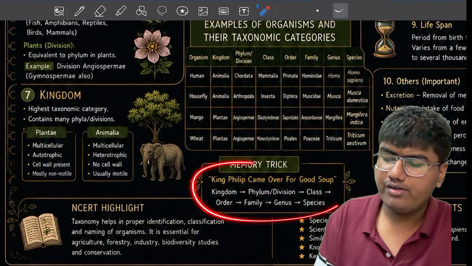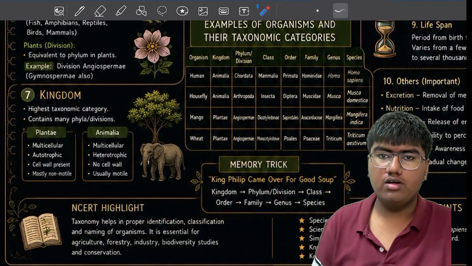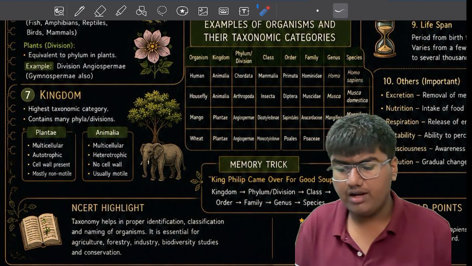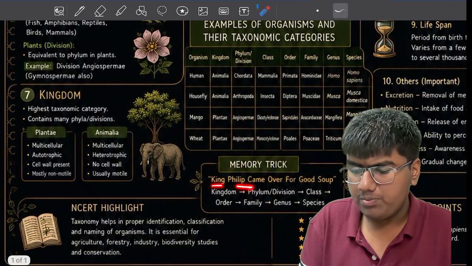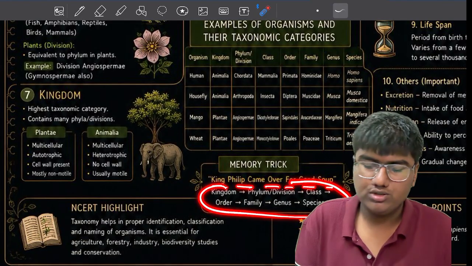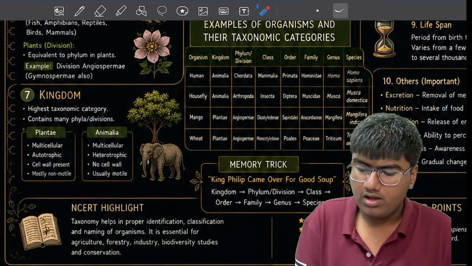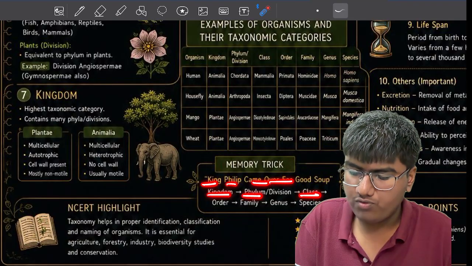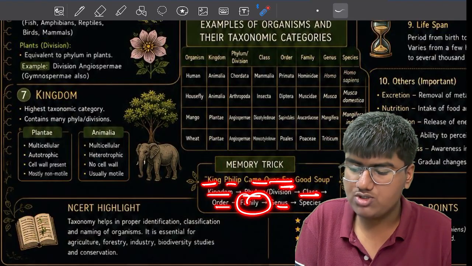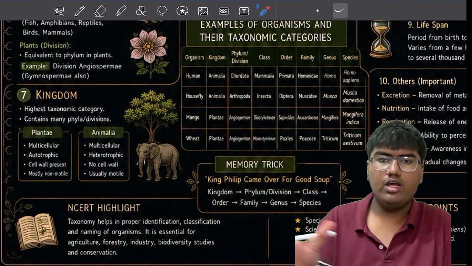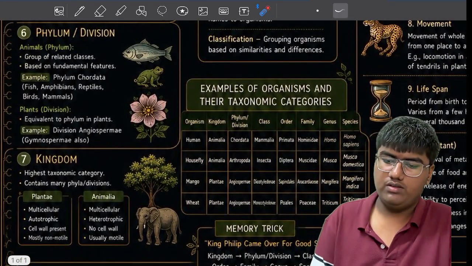So here is one trick that can help you remember the taxonomic hierarchy, which is King Philip came over for a good soup. It gives you the initials and helps you remember these: K for kingdom, P for phylum, C for class, O for order, F for family, G for genus, and S for species. You can just remember the mnemonic and it will help you in remembering this.